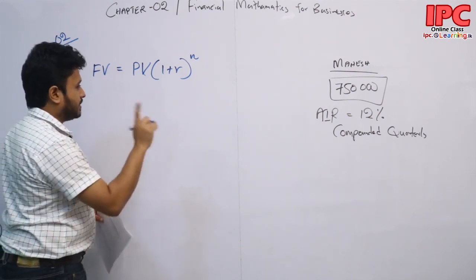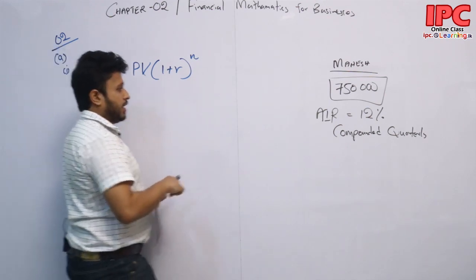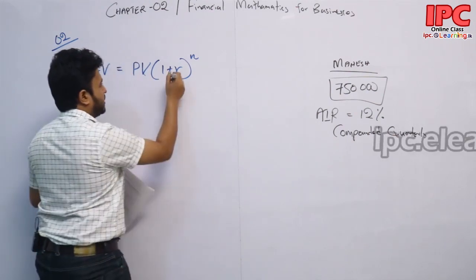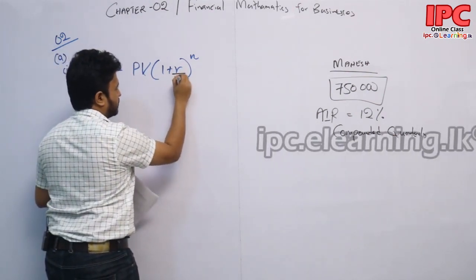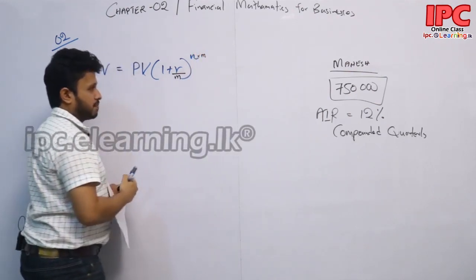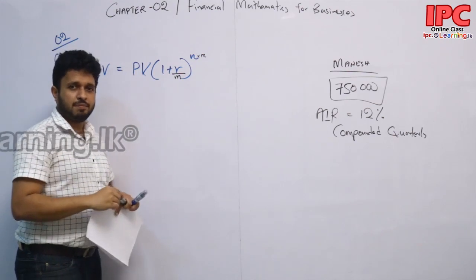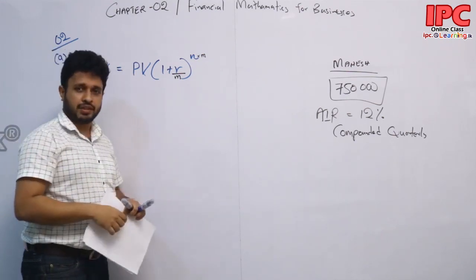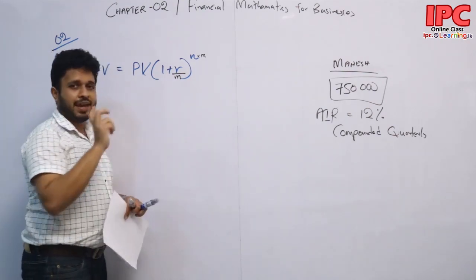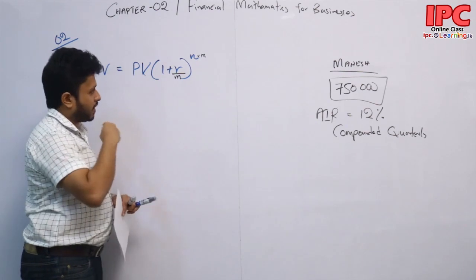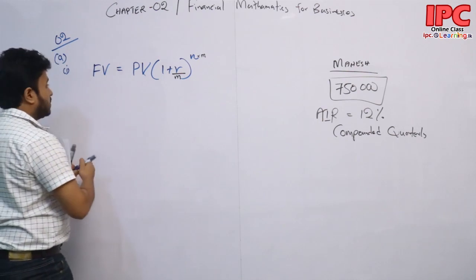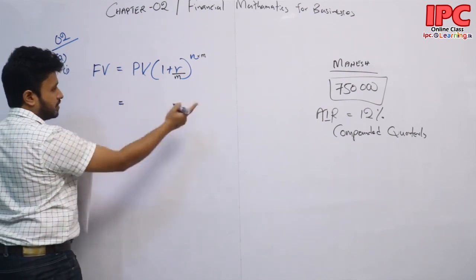But this interest rate is compounded quarterly, so we divide r by m and multiply n by m. M means the number of times it is compounding. If it is monthly, m is 12. If it is quarterly, m is 4. If it is half yearly, m is 2. So we'll substitute the figures that we have.